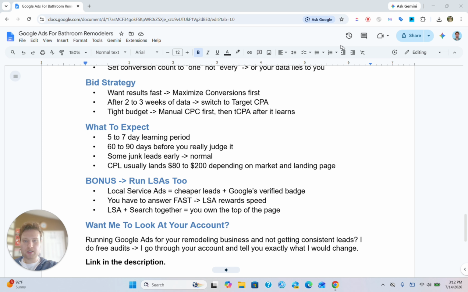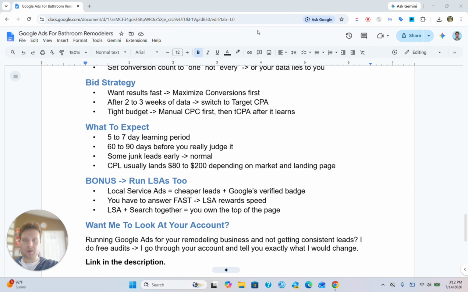In terms of cost per lead, that depends on your location, your market, and your landing page. Now, you don't always have control over your market, but you do have control on your landing page. So that's one of the best ways to optimize besides just making updates to Google Ads.